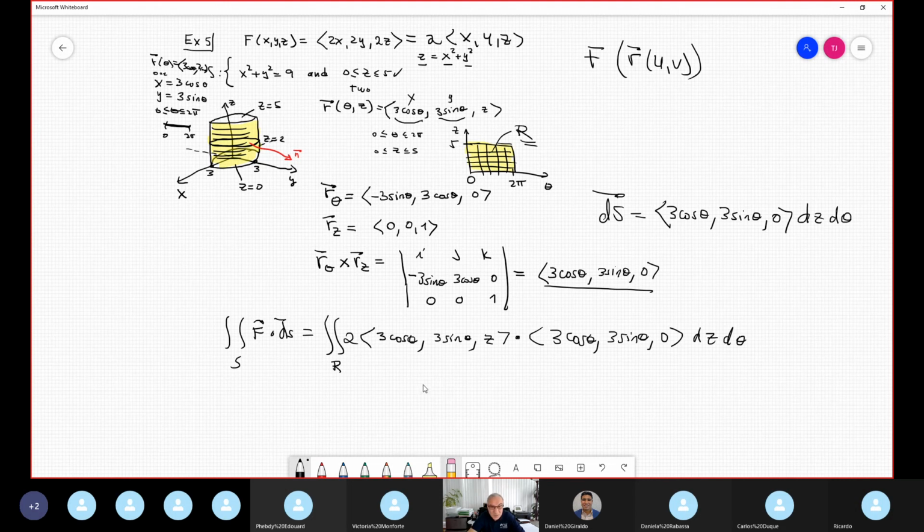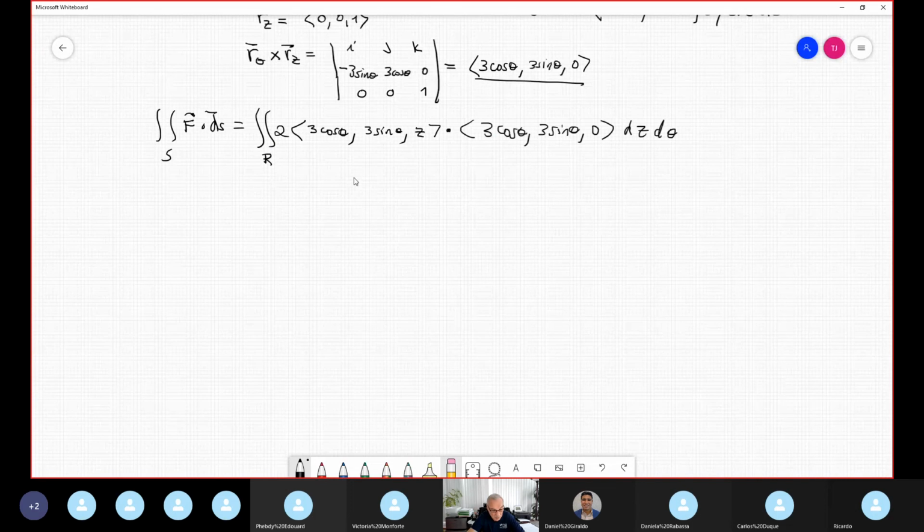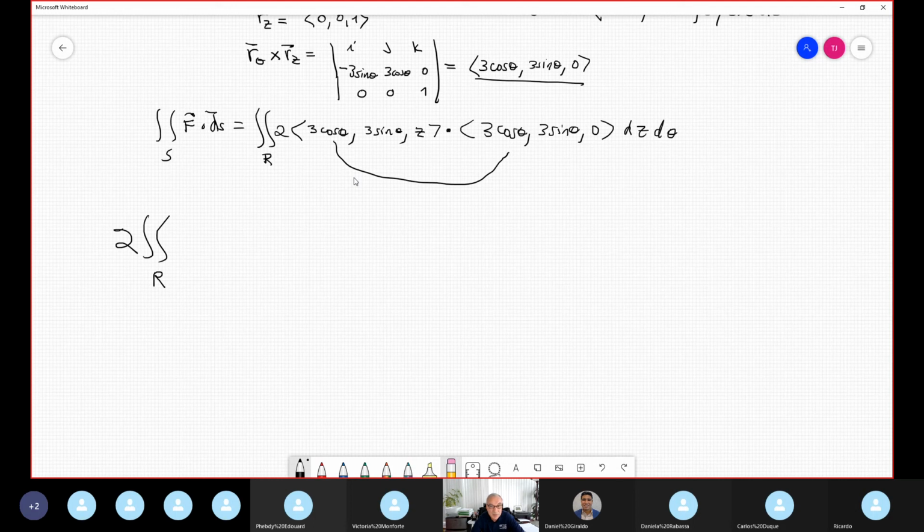Okay, now we multiply. Dot product is this times this. It is the double integral in the region R. These two, if you want, you put outside. You have 3 times 3 is 9 cosine squared theta. And your multiplication of this and this is plus 9 again sine squared theta. Plus something, plus z multiplied by 0. Oh, it's nothing. Okay, makes sense. Remember, our flux has no component in z.